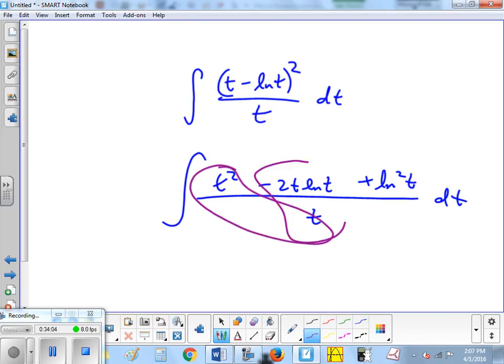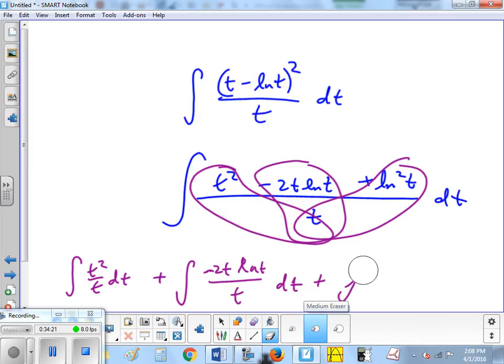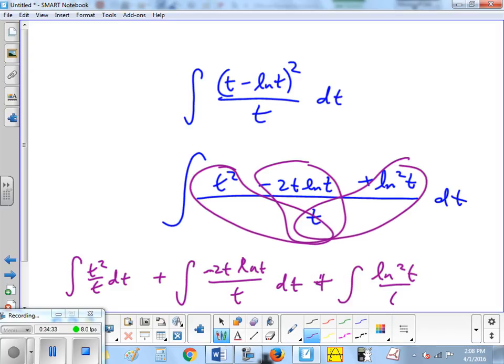1, 2, 3. So you have integral of t squared over t. You have integral of negative 2t ln t over t. And you've got integral of ln squared t over t.